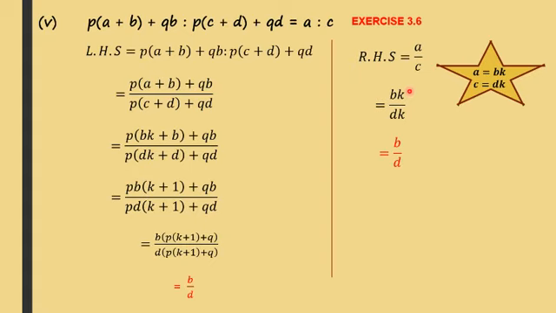Replace the value of A, where A is equal to BK, and replace the value of C, that is DK. K cancels with K, we have only B over D. Right hand side is equal to B over D, where left hand side is equal to B over D, which means that left hand side is equal to right hand side, which is our final answer.